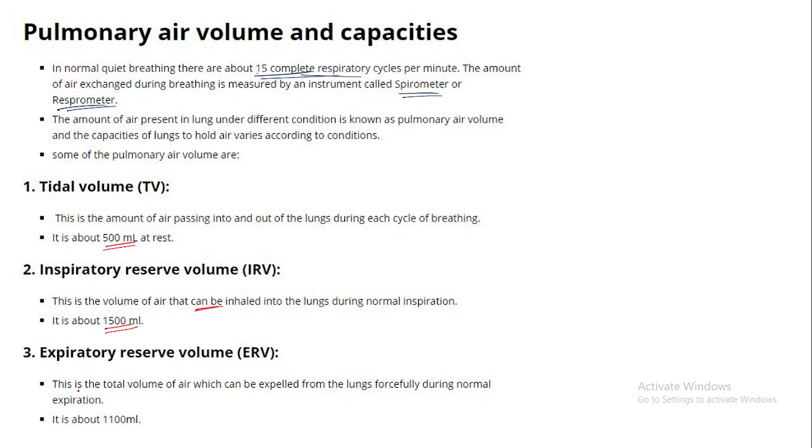Expiratory reserve volume is the total volume of air which can be expelled from the lungs forcefully during normal respiration. So we are normally breathing in and out. It's 1100 ml, that is 1.1 liter of air is in our body which can be thrown out after normal respiration. This is what it is.